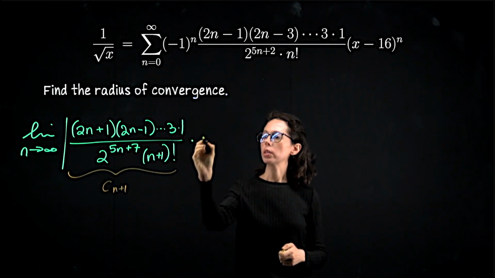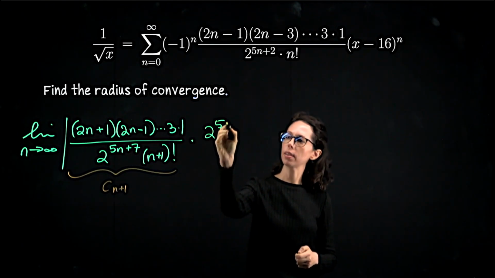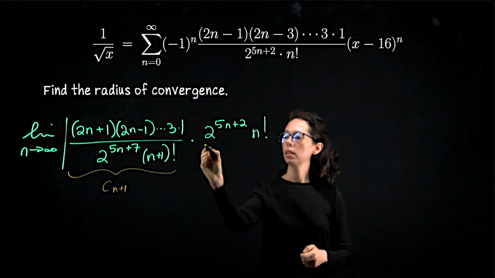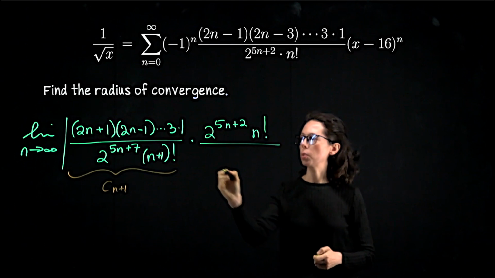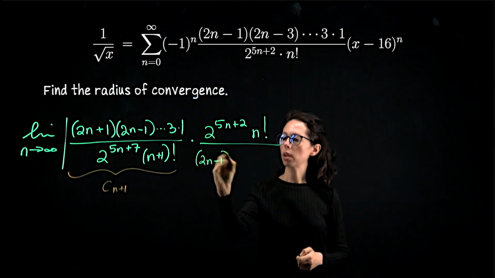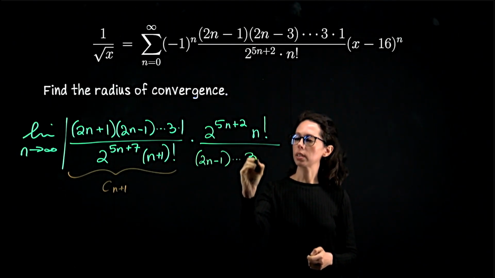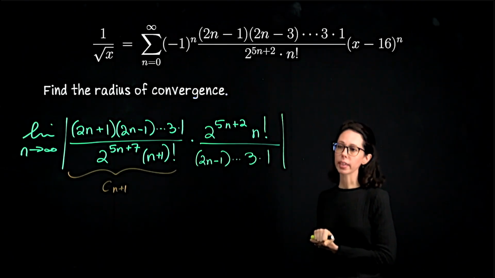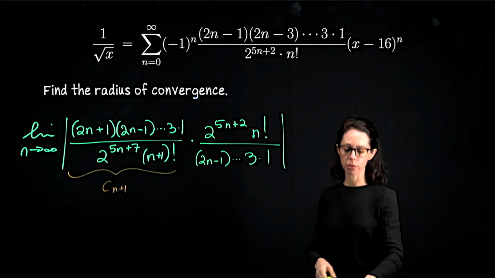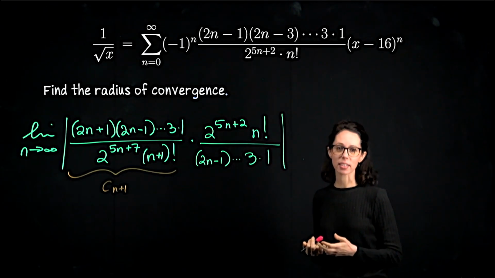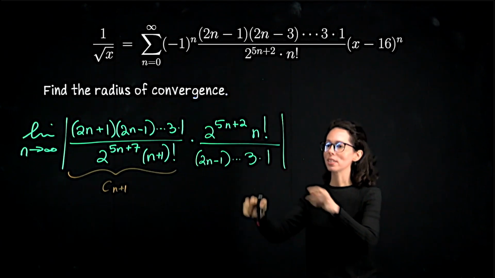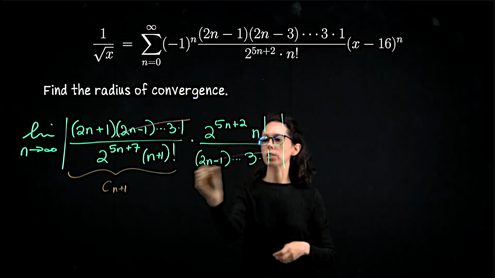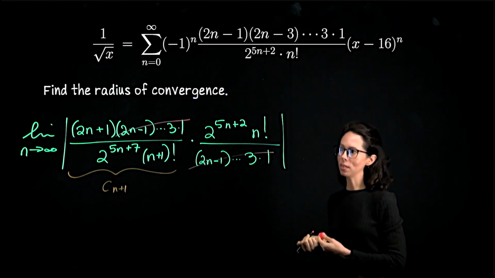So that's going to be 2 to the 5n plus 2 times n factorial divided by the original numerator. So that's 2n minus 1 all the way down to 3 times 1. Everything here is positive, so we can get rid of the absolute values on the next step. We also have a lot of cancellation that's going to happen. Notice this whole denominator will divide into this numerator, canceling out all but the first term. So that's nice to see.